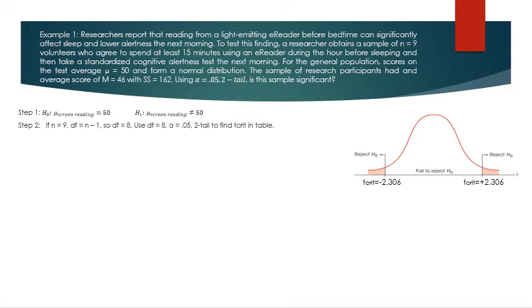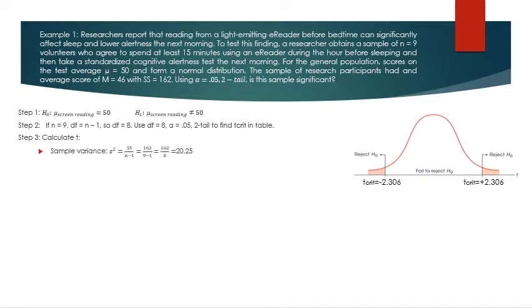Step 2, you're given n equals 9, so you have to find the degrees of freedom. So that would be n minus 1, you get 8. And then you're going to go to your table. So you're going to look at the degrees of freedom equals 8 row. You're going to look at alpha 0.05 two-tail, and you're going to look down in that row, and you're going to find the critical values of plus and minus 2.306. Remember, it's plus and minus because it's a two-tailed test. You have to add that in. So draw your picture.